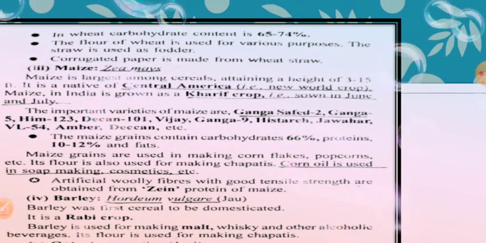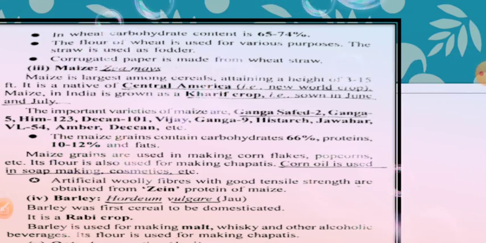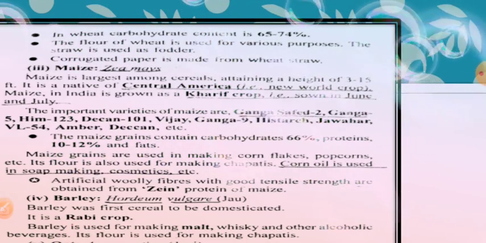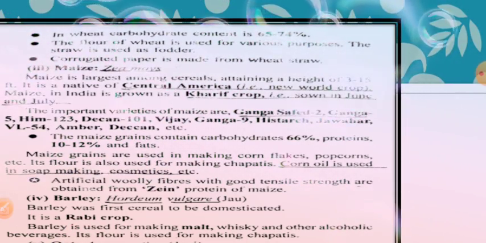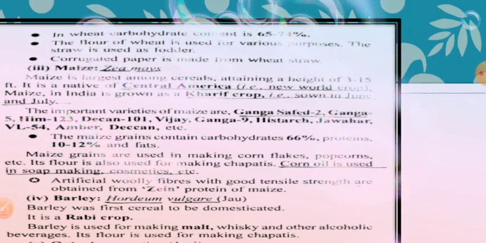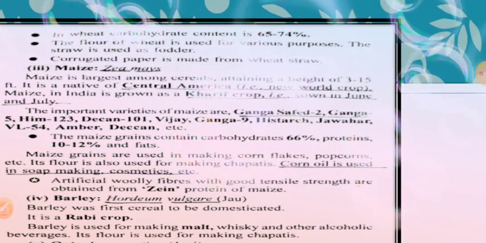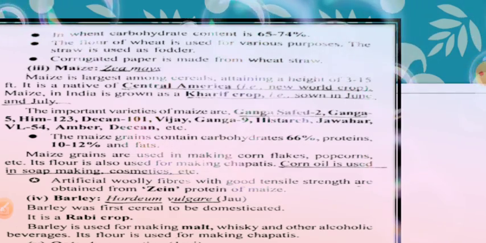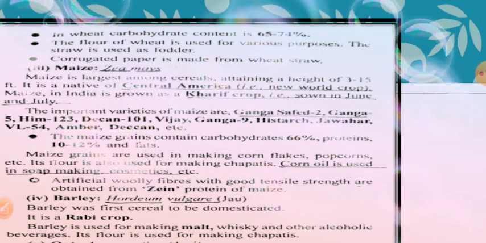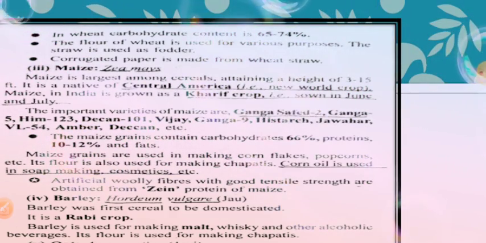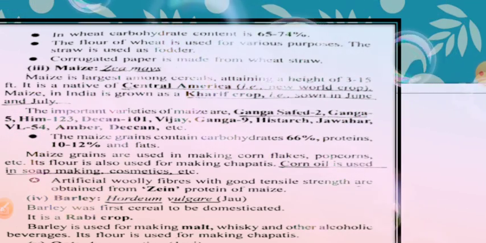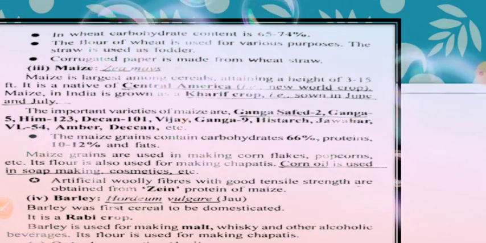Artificial woolly fibers with good tensile strength are obtained from the zein protein of the maize. So in maize, the zein protein is mainly used for artificial woolly fibers, and it has very good tensile strength.